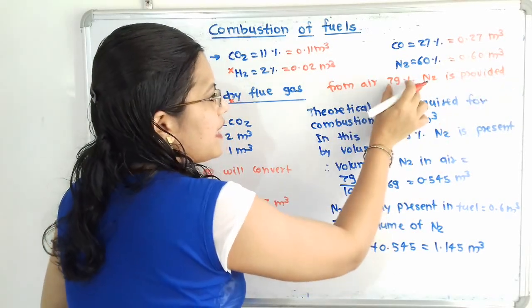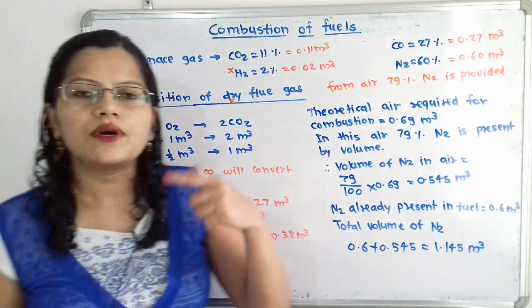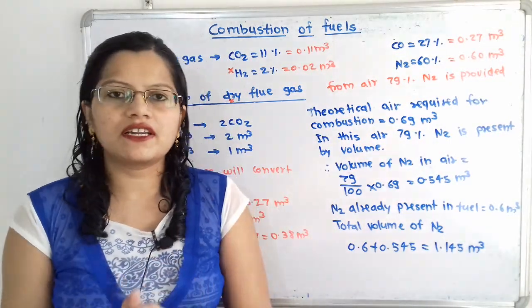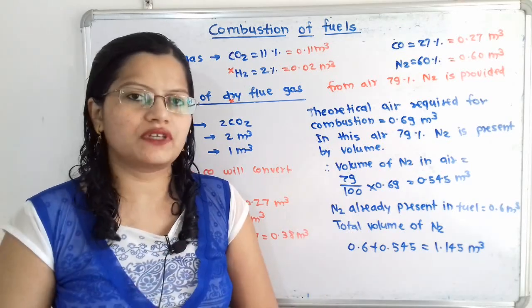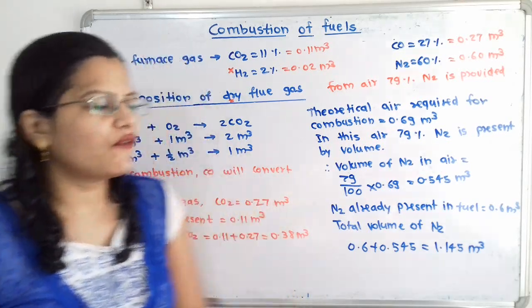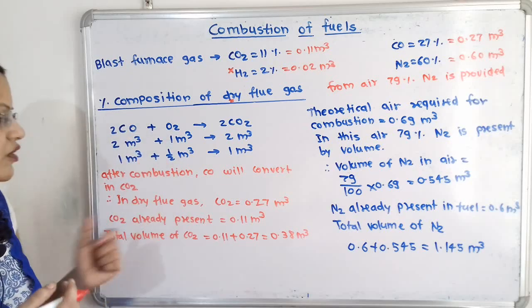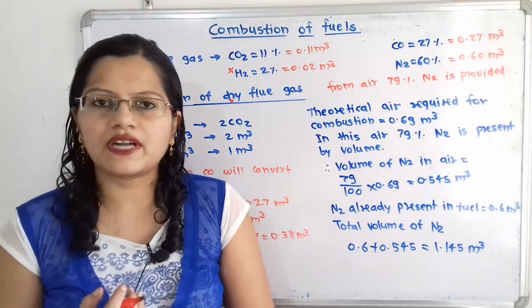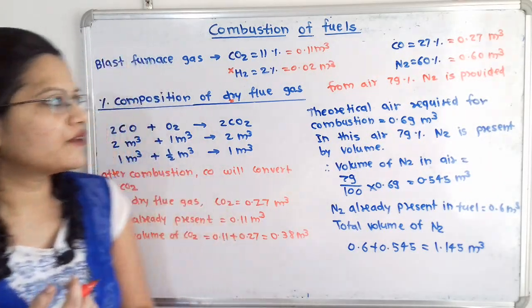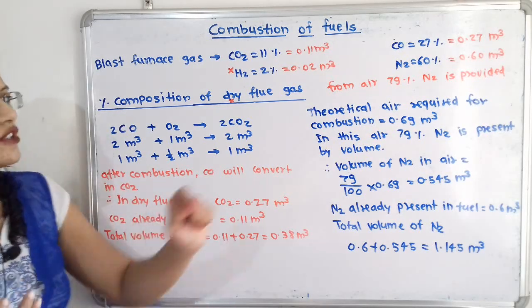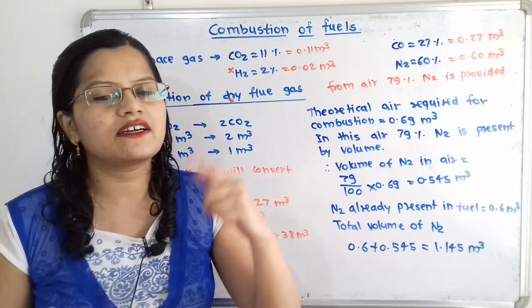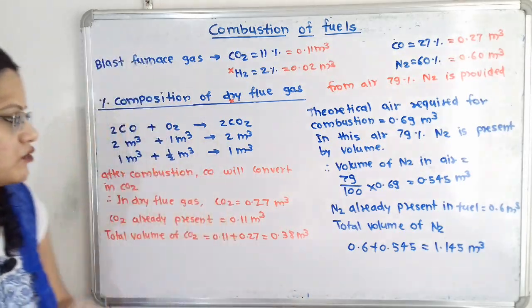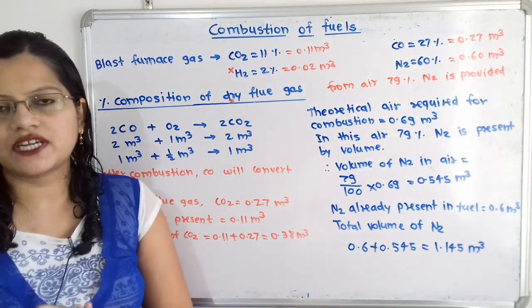Now 79% of N2 multiplied by the theoretical air that we have already calculated in the first question, that we have to take here. Now we will move to the calculation of the total volume of carbon dioxide. For that, we first have to consider the combustion process of carbon monoxide, which is getting converted into carbon dioxide. So we will write the combustion equation here.